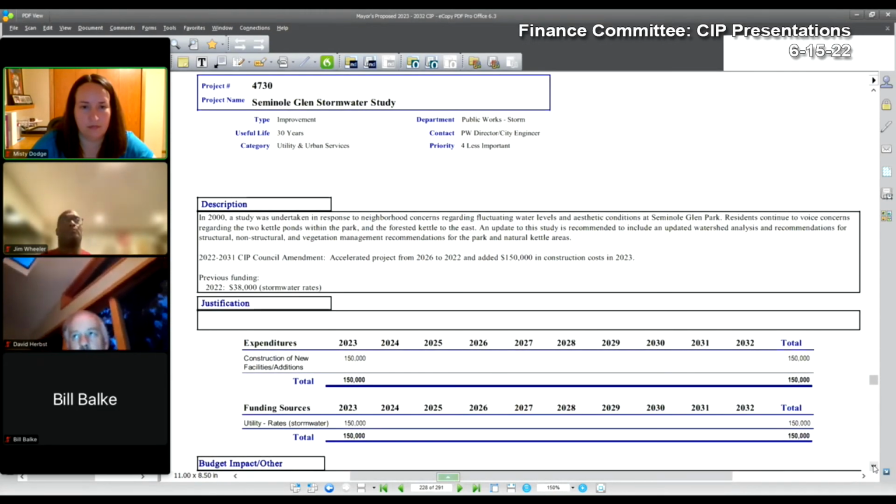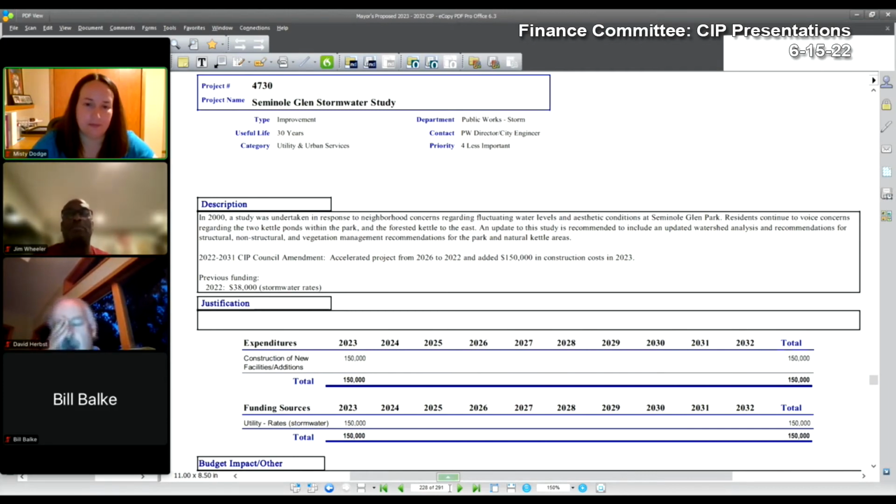4730, which is a Seminole Glen stormwater study. A feasibility study is already underway for this particular area. Design and construction of a solution may take place in 2023. No revisions to this project have been made from the past CIP.